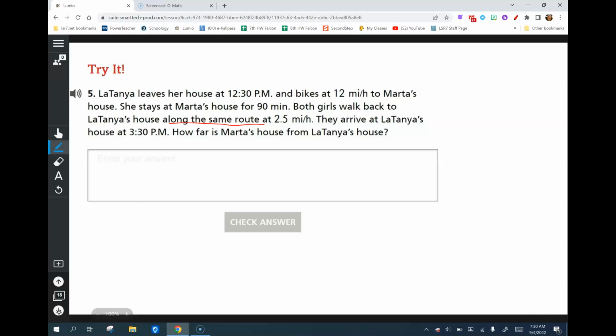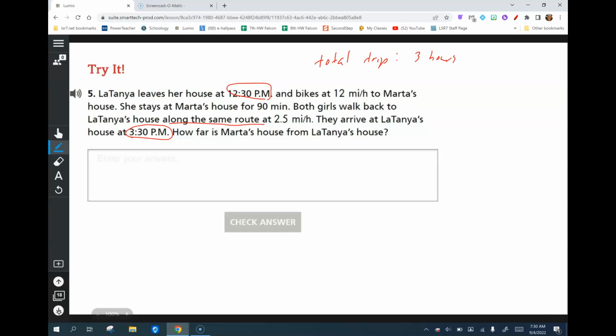How far is Marta's house from Latania's house? Okay, so let's start picking it apart. She leaves at 12:30, arrives at 3 hours. So the total trip is 3 hours. Yes? Okay, so we need to know that.